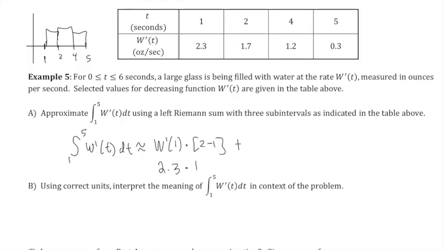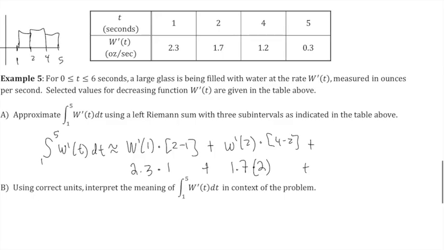Plus, we have our second rectangle, which is going to be the value at 2 times the width of the rectangle, which in this case is 4 minus 2. So the height at 2 is 1.7 times 2. And then finally, our last rectangle is going to be a height at 4, and the width is 5 minus 4. The value at 4 is 1.2 times 1. So if you multiply all these together, you get that this is approximately 6.9 ounces.